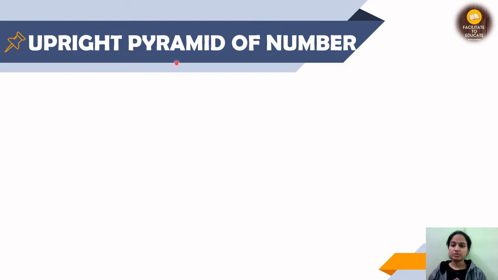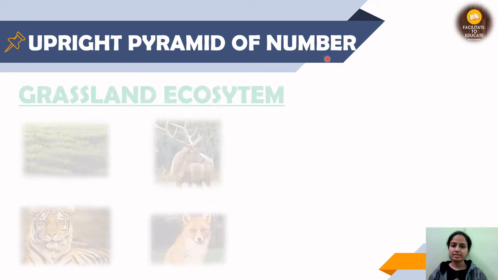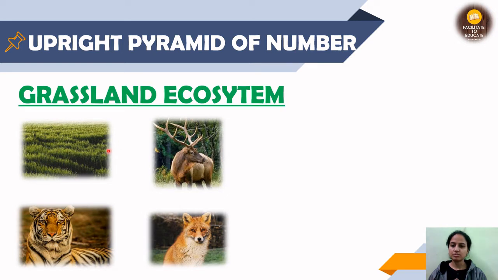So now we'll talk about the upright pyramid of numbers. So here we are discussing the pyramid of number. Secondly, we are discussing the example of the upright pyramid. So we are taking an example of a grass ecosystem, right? Grassland ecosystem. So the producer will definitely be grass here. Secondly, the deer will be the primary consumer. We are taking the deer as an example here, right?